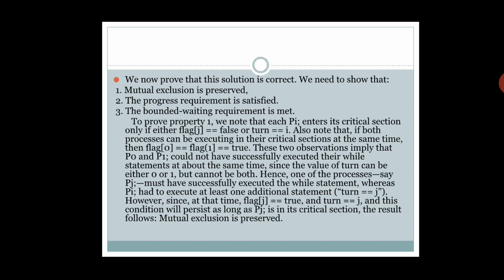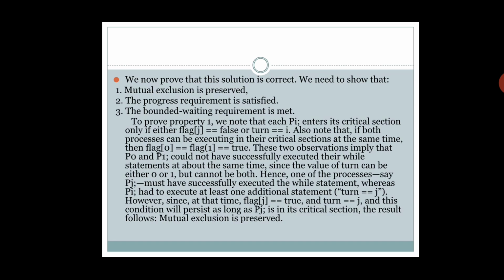So now there is some information which will prove that the solution is correct. The first one is that mutual exclusion has to be achieved, the progress requirement has to be satisfied, and the bounded waiting has to be satisfied. So if these three requirements are met, then only you can achieve the solution for the critical section.